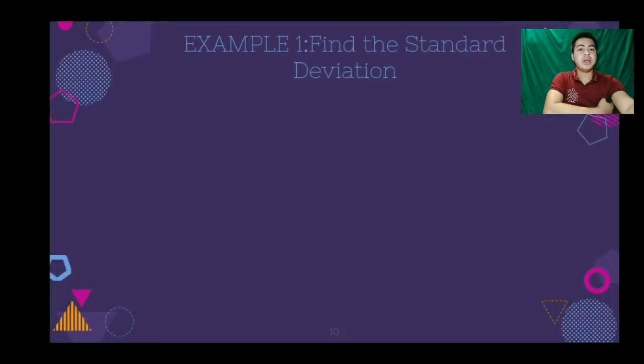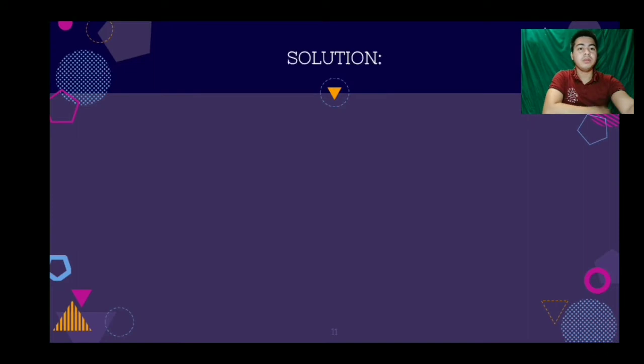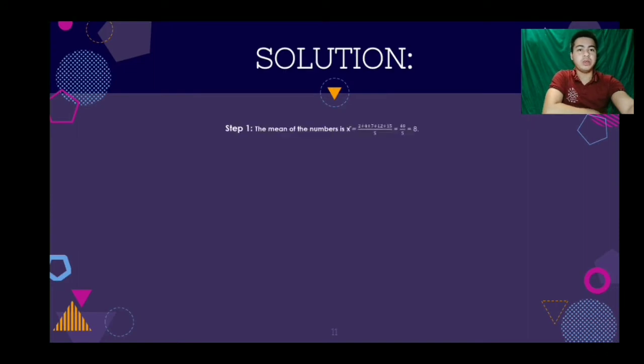So here is example 1 to find the standard deviation. The following numbers were obtained by sampling a population. We have the data of 2, 4, 7, 12, and 15. Find the standard deviation of the sample. So take note, let us find the standard deviation of the sample. So here is the solution.